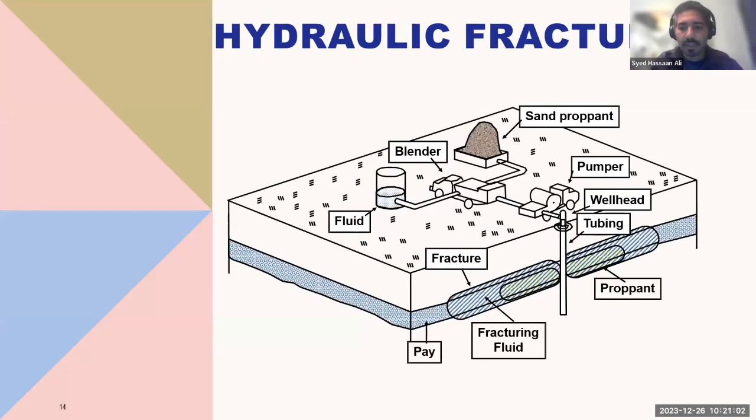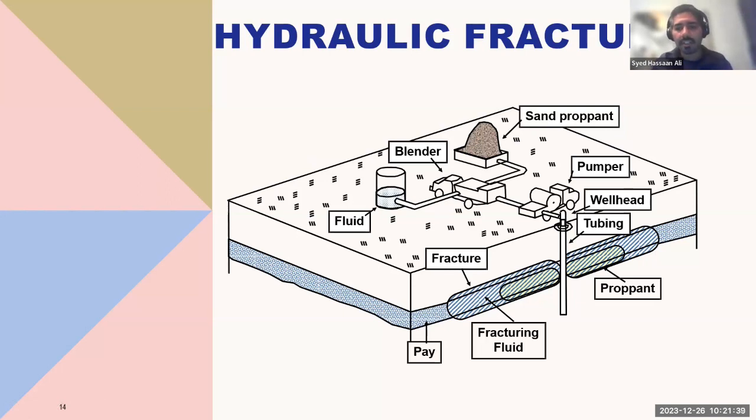This is just a quick overview of what a typical frac spread would look like. Frac spread is a very technical term that we use when we are describing a frac on a location. Usually we have sand, which is also a proppant, in big silos. Then we have fluid in big tanks. This is primarily your water or produced water. And then you have the blender. The blender actually takes fluid and sand and blends them together into a certain slurry.